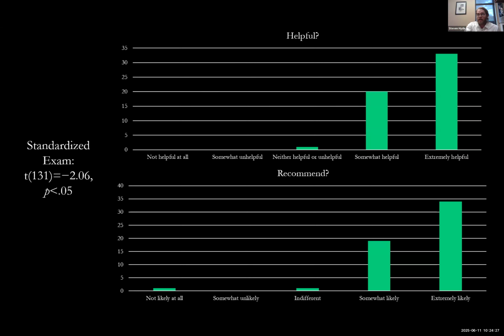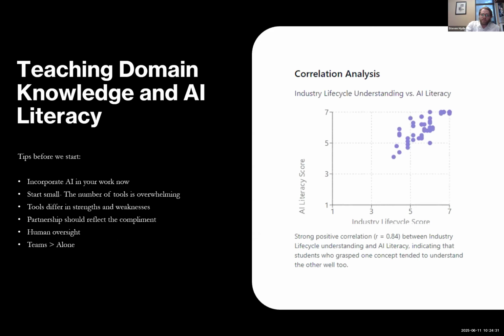They felt like it was very helpful for their learning. And additionally, in looking at the relationship between domain expertise as well as AI literacy, we found a 0.8 correlation, that you can do it at the same time through this approach.